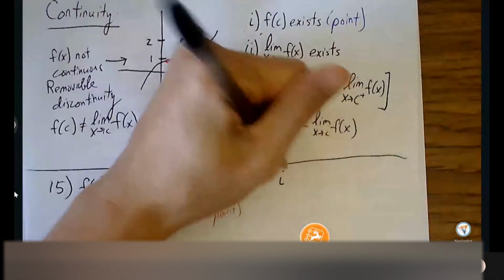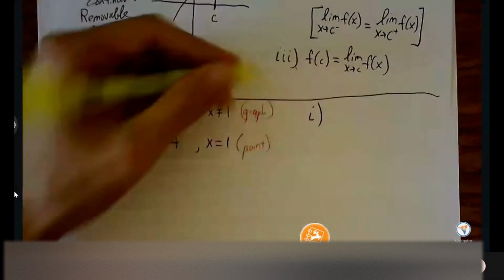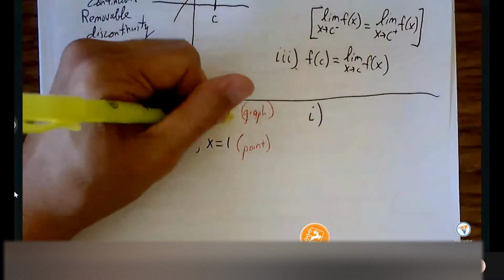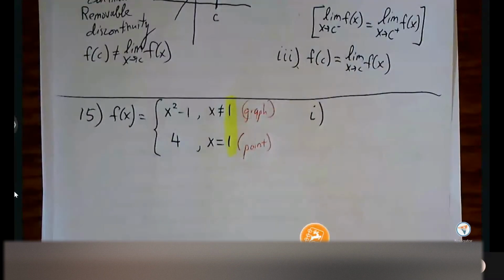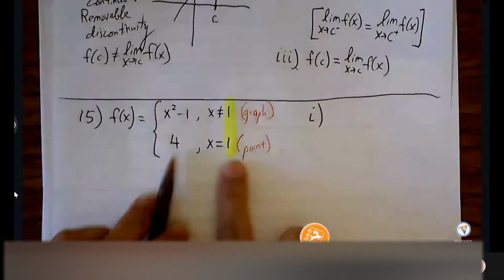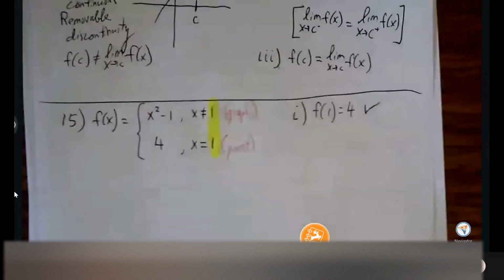So the first condition is that the point exists, and if you're trying to determine what the c value is, it's always going to be given to you within the restriction. So the restriction is always going to tell you where the focus, the center of our problem is. So in this case, it's 1. So we find f of 1. f of 1 is defined as 4, so we say f of 1 equals 4. So we have our ordered pair, that's squared away.